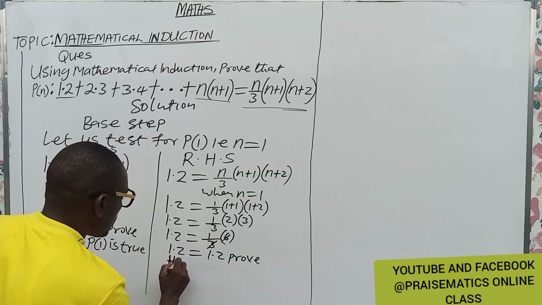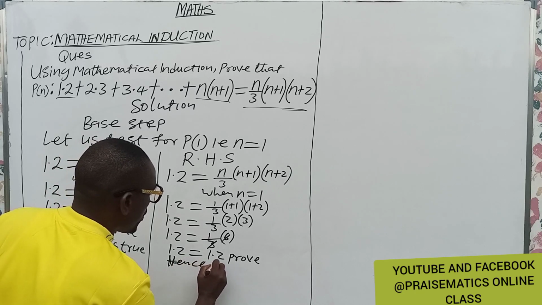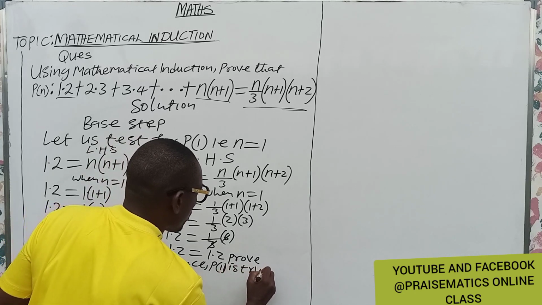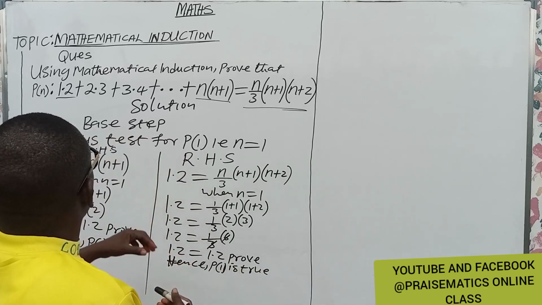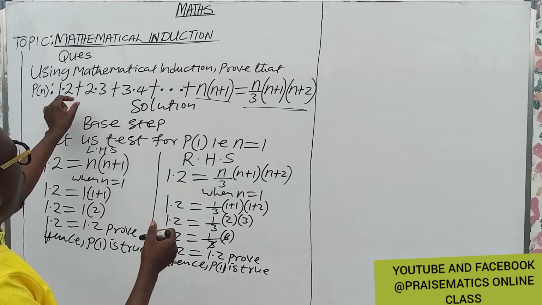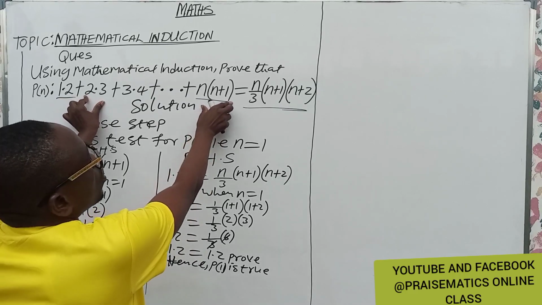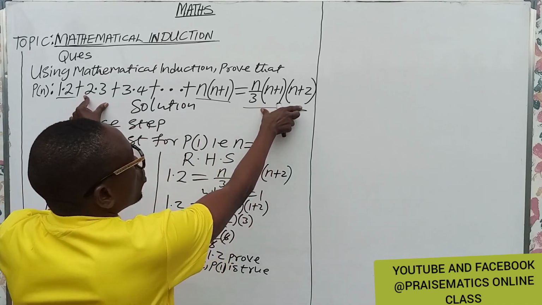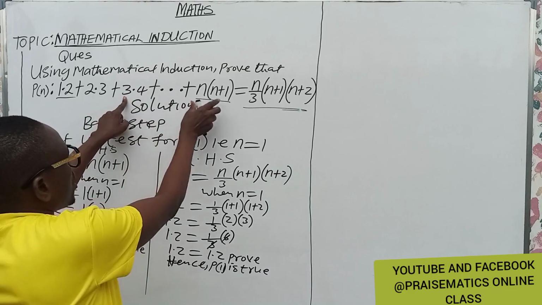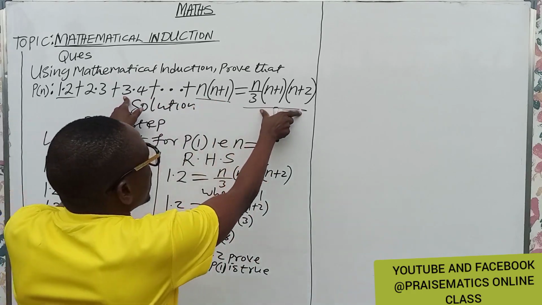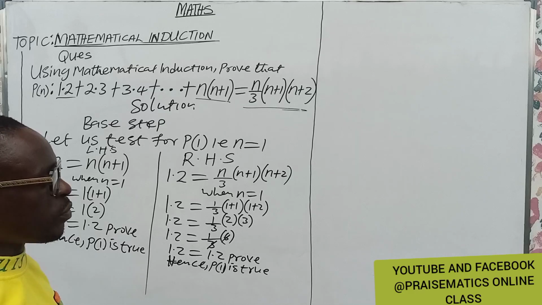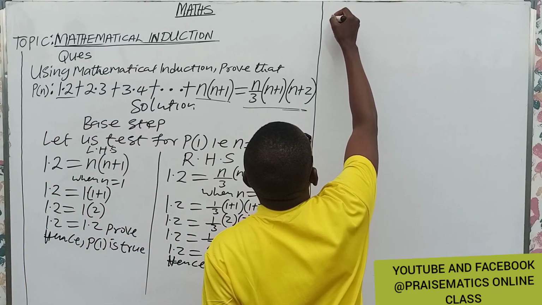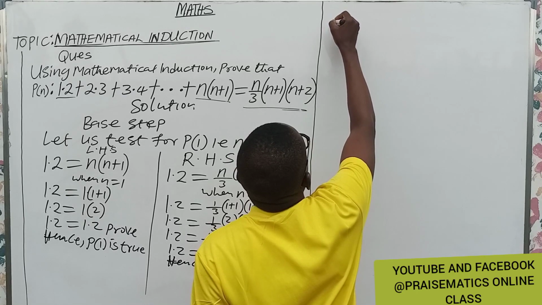Hence, P of 1 is true. So if you go ahead and test when n is equal to 2, check it, you still get that it is true. When n equals 3, check it, it must be true. And that is how to do it. Okay, thanks.